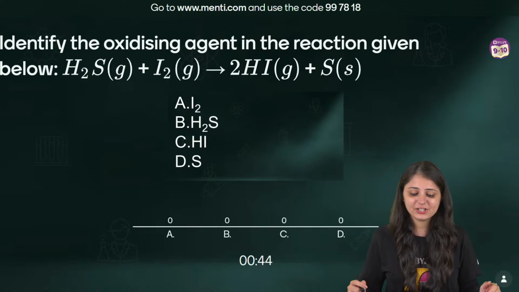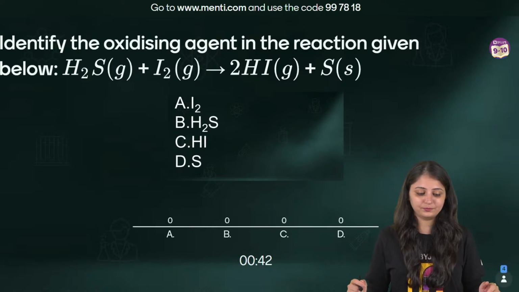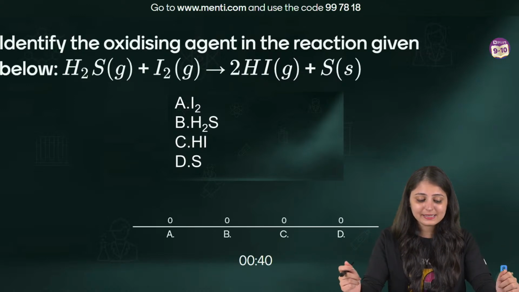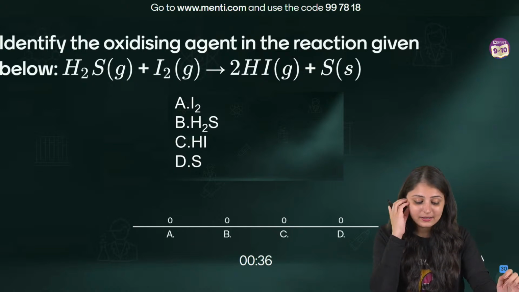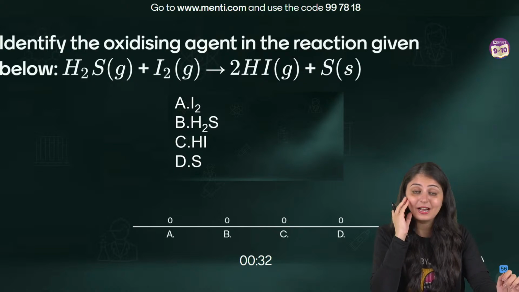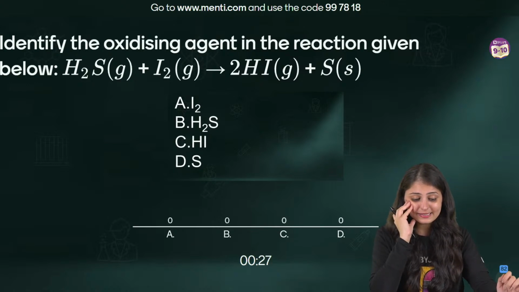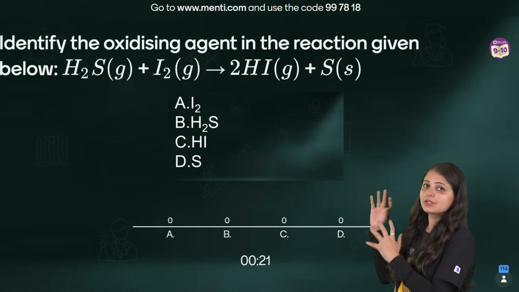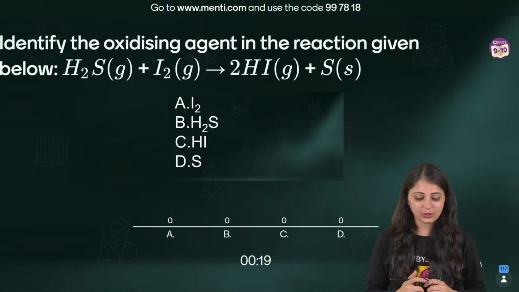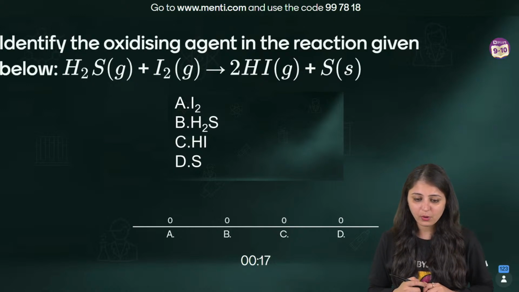Identify the oxidizing agent in the following reaction given below. We've got H2S reacting with iodine, giving us HI and S. Okay. 4 options हैं. Iodine, hydrogen sulfide, hydrogen iodide, sulfur. Oxidizing agent. Which is the oxidizing agent? Which is the substance that is getting reduced? That's what you have to figure out. You've got 4 options with you.